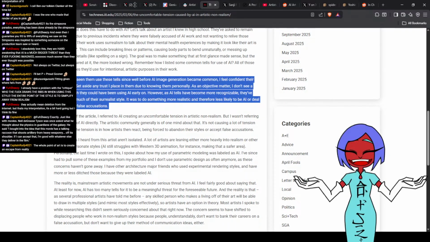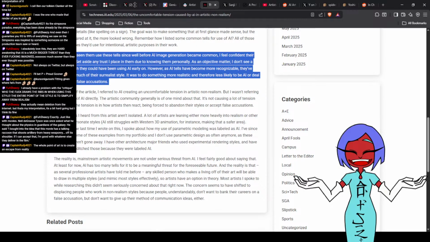Because I've seen them use these tells since well before AI image generation became common, I feel confident their work is real. Set aside any trust I place in them due to knowing them personally. As an objective matter, I don't see a world in which they could have been using AI early on. However, as AI tells have become more recognizable, they've had to ditch much of their surrealist style. It was to do something more realistic, and therefore less likely to be AI or deal with endless false accusations.